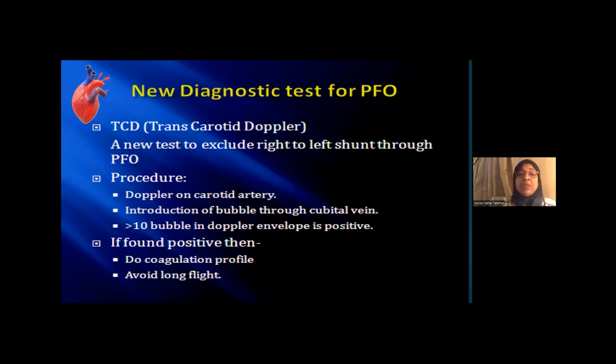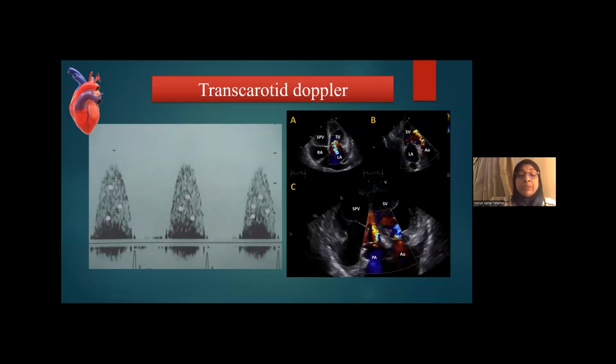Now, there is a new diagnostic test for the PFO, which is known as transcarotid Doppler. It is a test to exclude right to left shunt through the patent foramen ovale. In this procedure, the Doppler is placed on the carotid artery, and then bubbles are introduced through the cubital vein with a syringe, and more than 10 bubbles in one Doppler envelope is considered positive for the presence of patent foramen ovale. So this is the transcarotid Doppler. You are seeing here that the bubbles are visible over the envelope of the CW. And if it is more than 10, then it is significant.